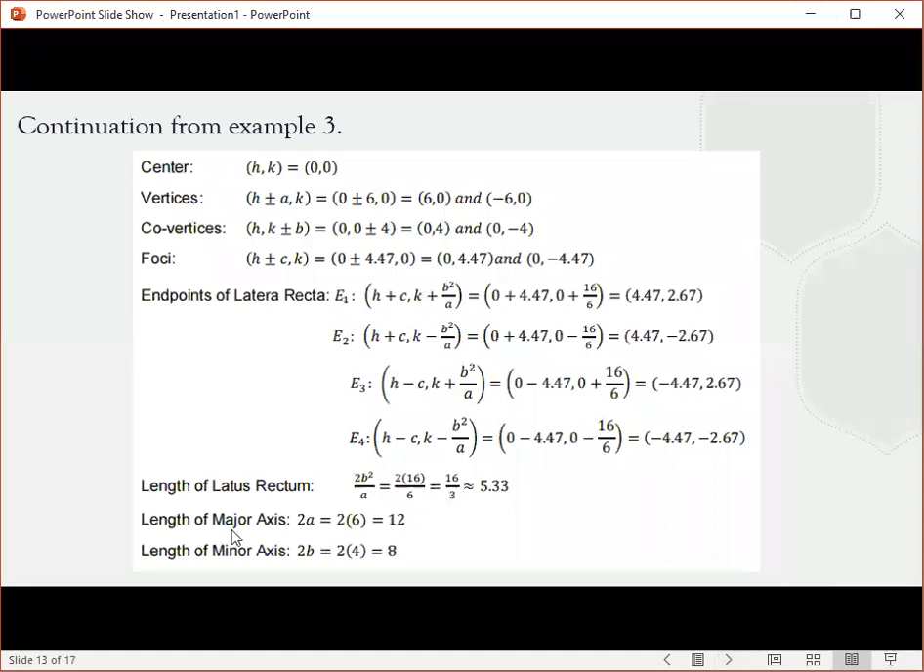Again, let's recall the other term for major axis. We call it the transverse axis. The other term for the minor axis is also known as the conjugate axis.